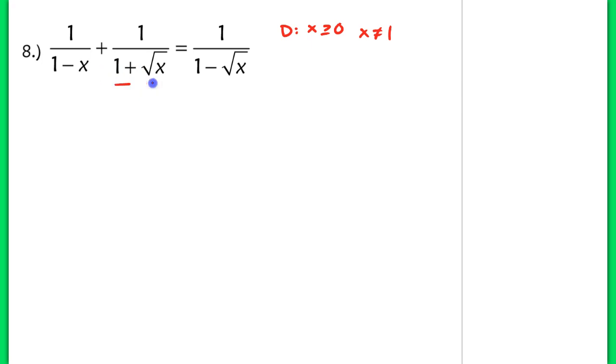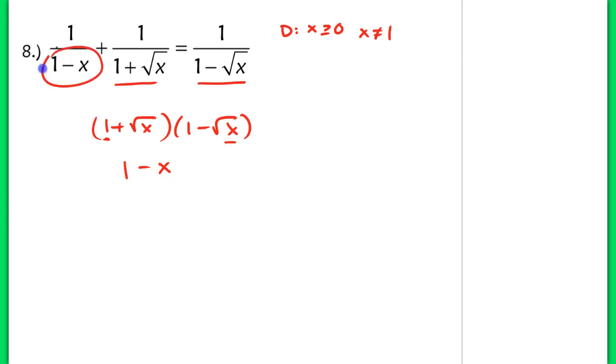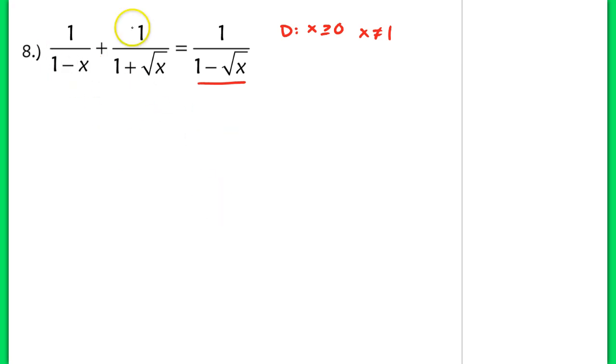Instead, if I look at these two denominators, I notice that if I multiply 1 plus root x times 1 minus root x, this is a difference of two squares. So we would get 1 minus x, right? If we square the first term and square the second term, we get 1 minus x, which is this denominator here. So this is the LCD for this particular equation, which means that the second fraction needs to be multiplied by 1 minus root x in the numerator. And over here on the right-hand side, we need to multiply this by 1 plus root x. The first fraction obviously already contains that least common denominator, so we don't need to worry about that.